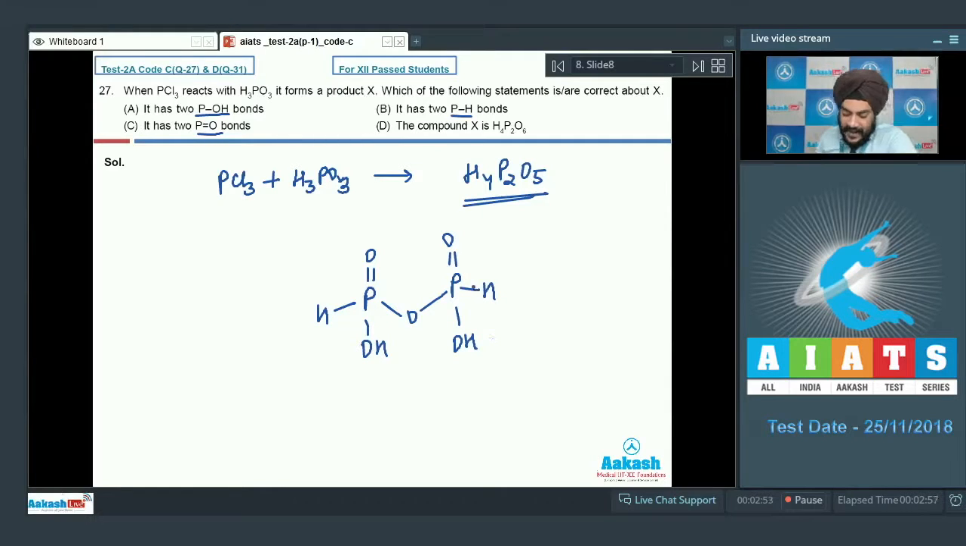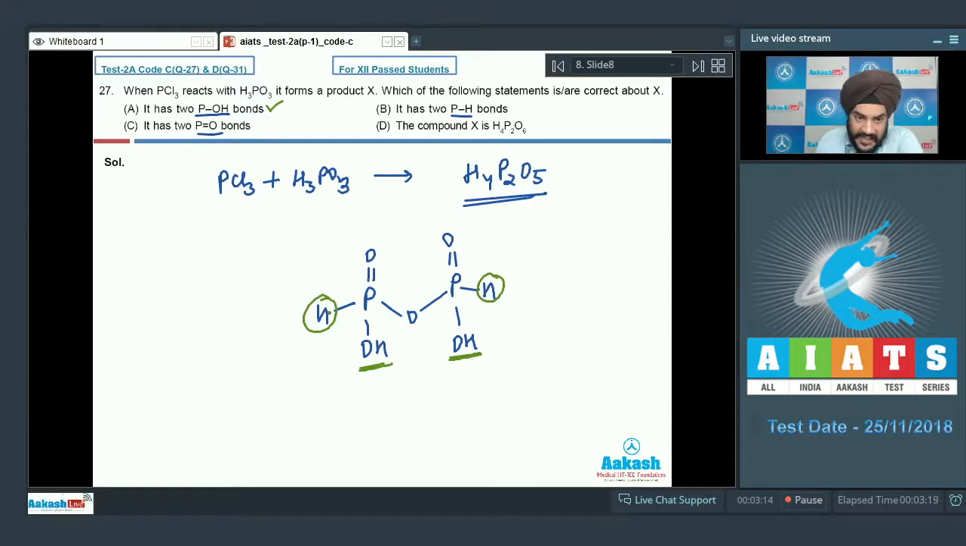So if we try and find out the correct option in this question, option A says that it has 2 POH bonds. This statement is correct, students. It has 2 POH bonds. Option A is correct. Let us look at the B option now. It has 2 PH bonds. That is also correct. There are 2 PH bonds present.